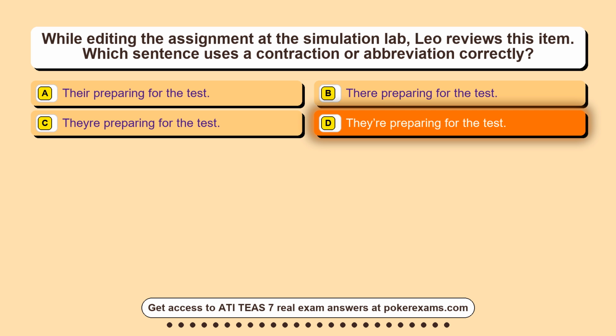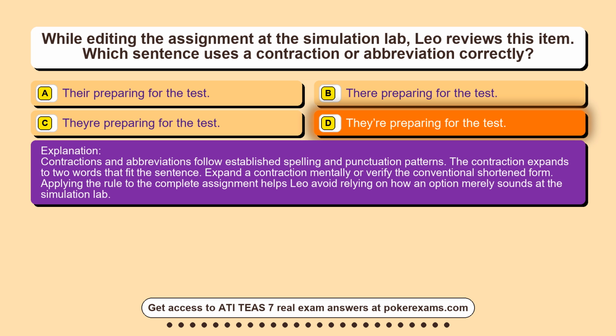The correct answer is option D. They're preparing for the test. Contractions and abbreviations follow established spelling and punctuation patterns. The contraction expands to two words that fit the sentence. Expand a contraction mentally or verify the conventional shortened form. Applying the rule to the complete assignment helps Leo avoid relying on how an option merely sounds at the simulation lab.